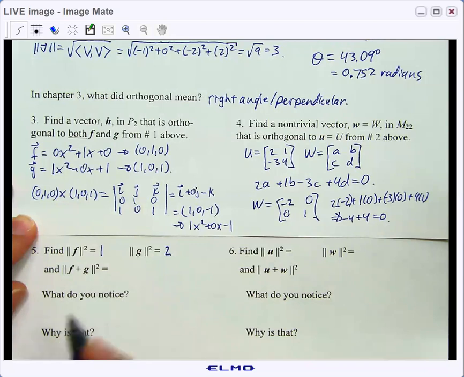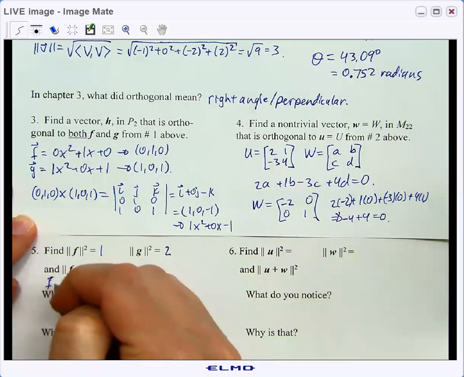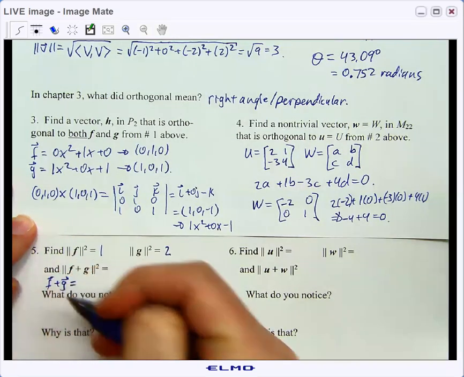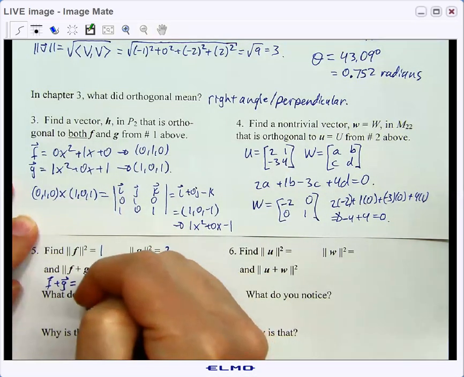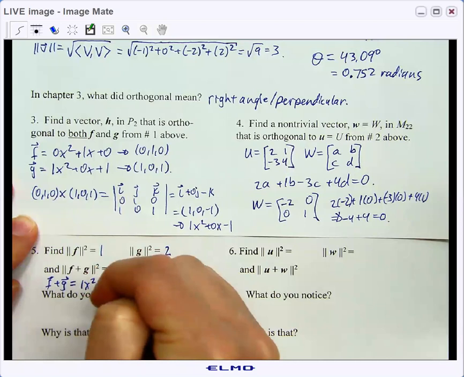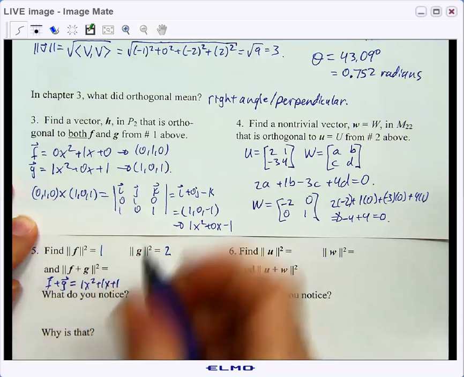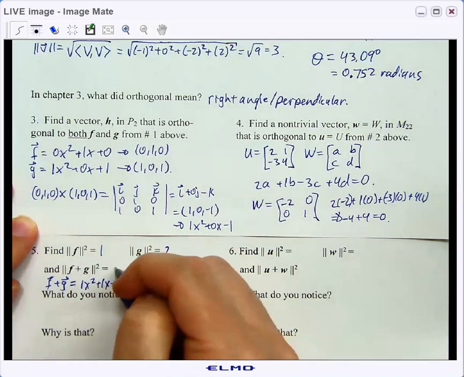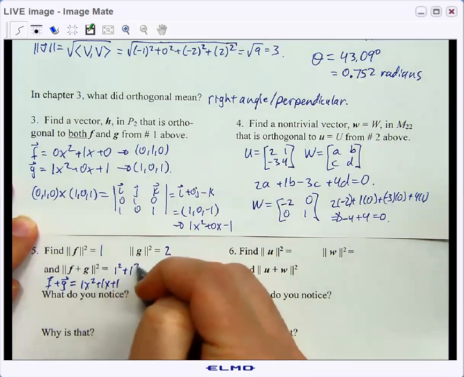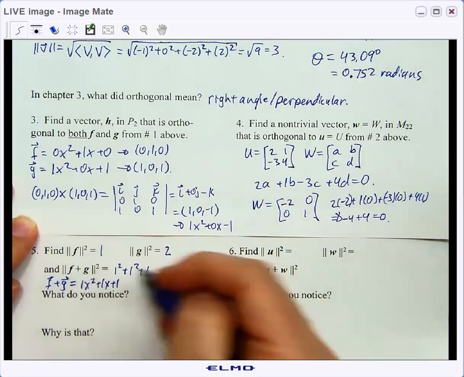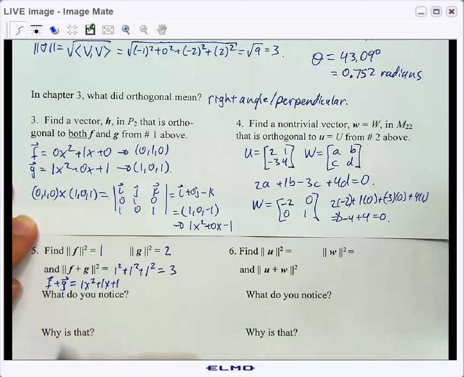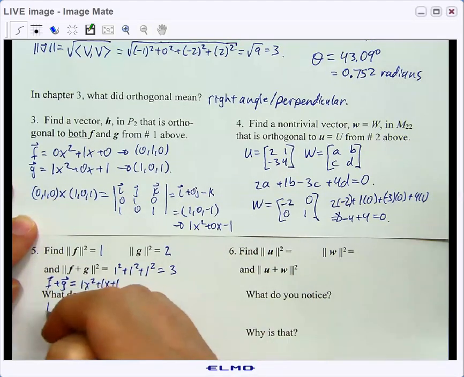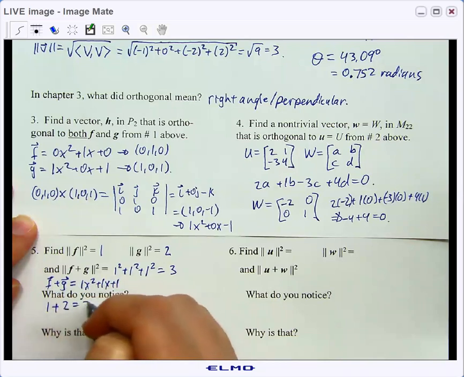And if I do f plus g, let's quickly remember what that would be. That would give us 1x squared plus 1x plus 1. And if we do the magnitude of that, it'll be 1 squared plus 1 squared plus 1 squared. When we square it, it will be 3. And hopefully you notice that 1 plus 2 equals 3.